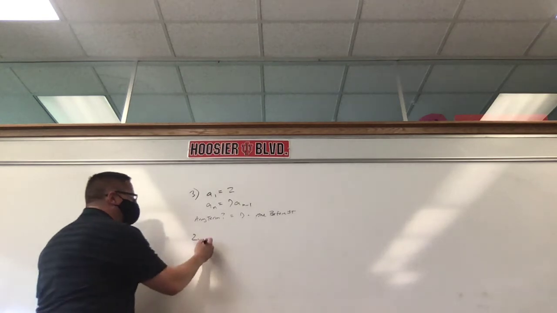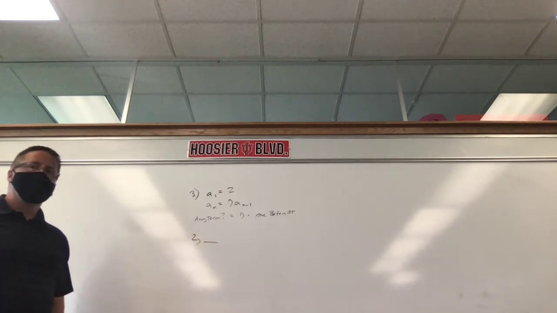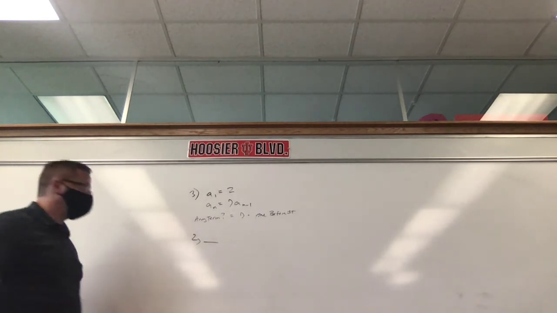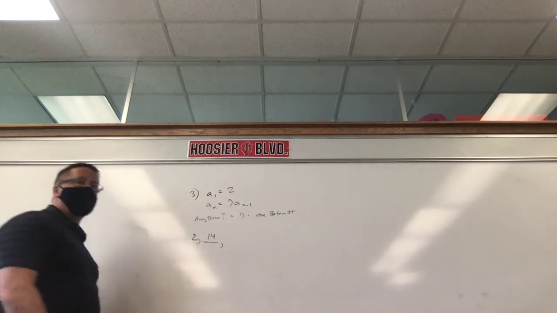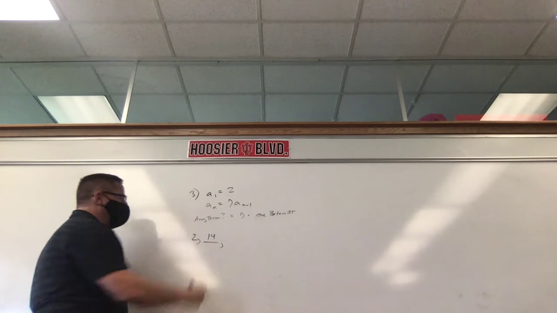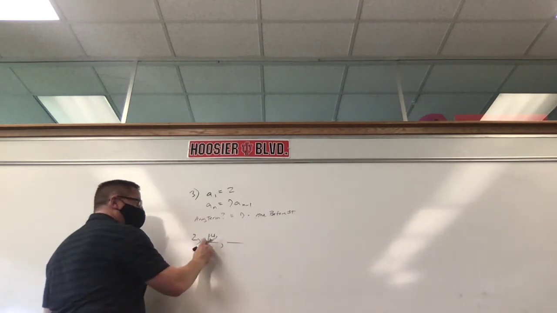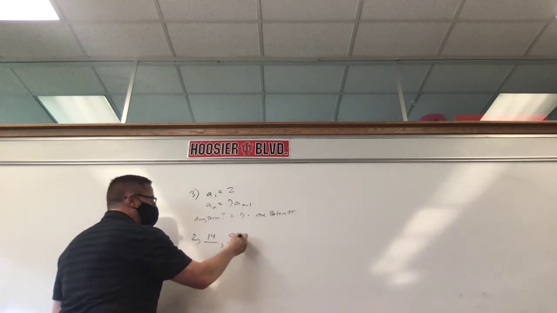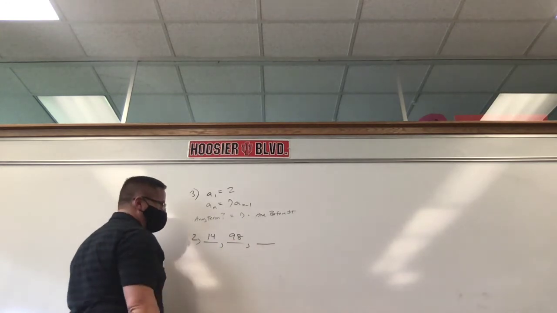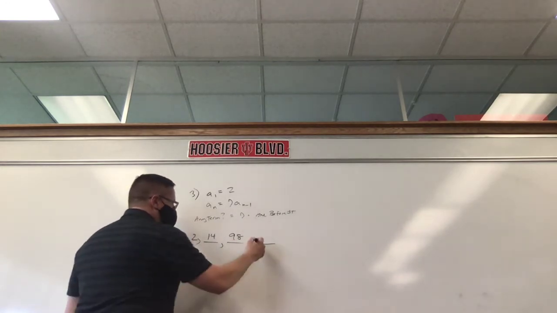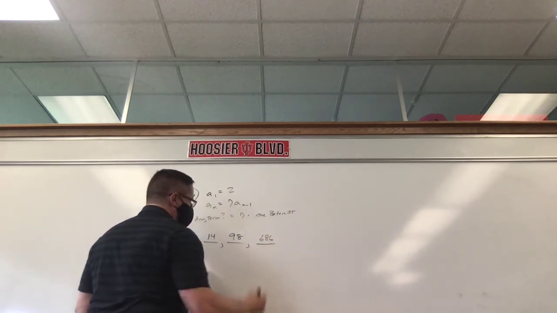So how am I going to find this next number? You take 2 times 7. Not times 1, times 7. How am I going to find the next number? 14 times 7. To find this one, take the previous one times 7. How would I find the next one? Times 7. 98 times 7, which is, uh, 686, I think. Yeah, okay.